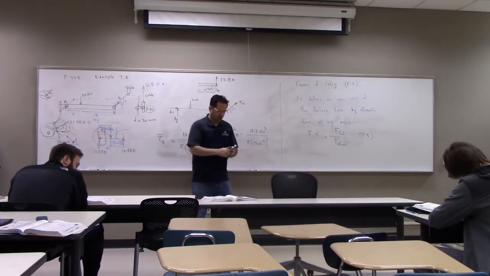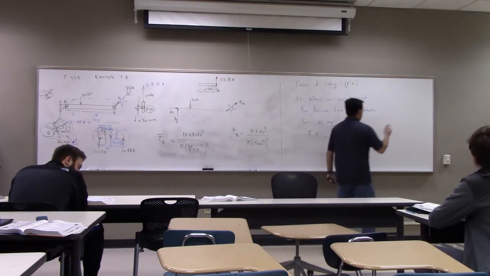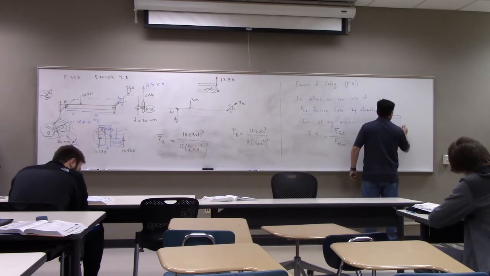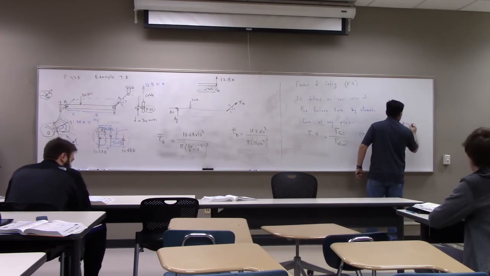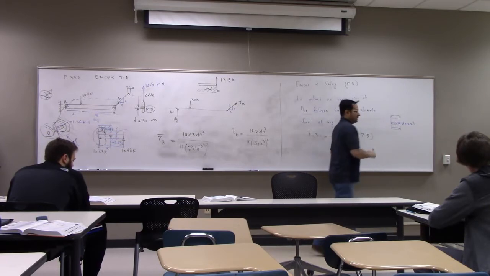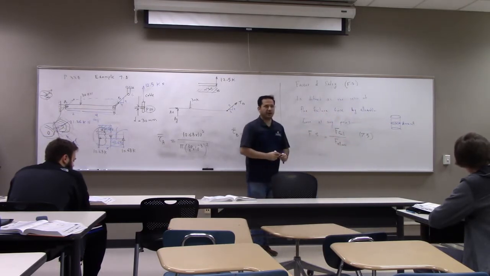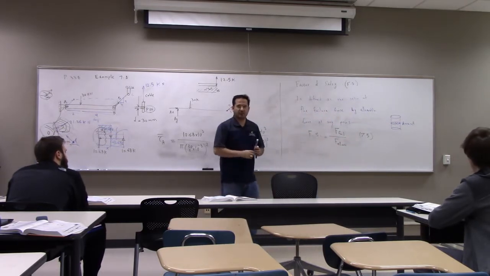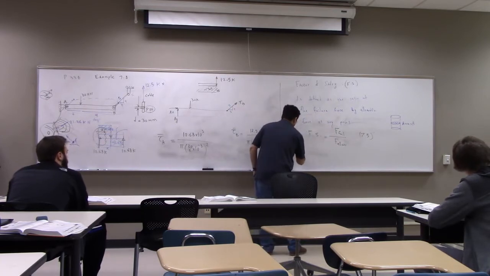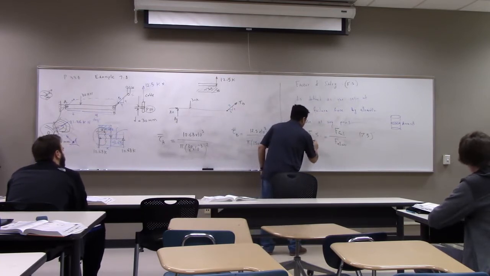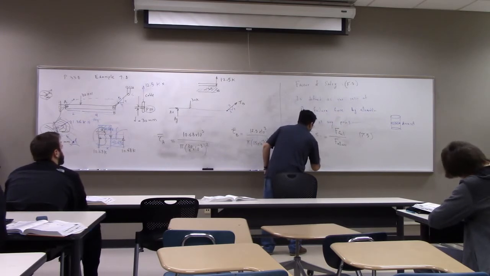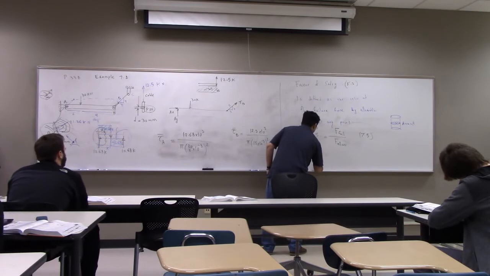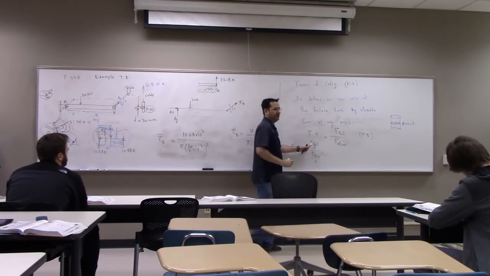Now, let's say you have a column, and at this point the cross-section area is equal to A. Now, if I divide both sides of this by A, top by A, bottom by A, what do I get? FS is equal to FA divided by A, F divided by A. So what is this? Average shear stress.